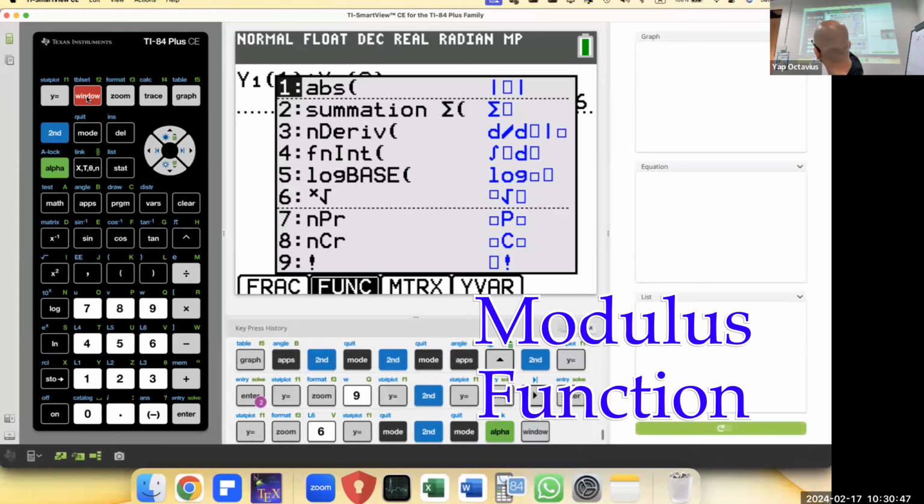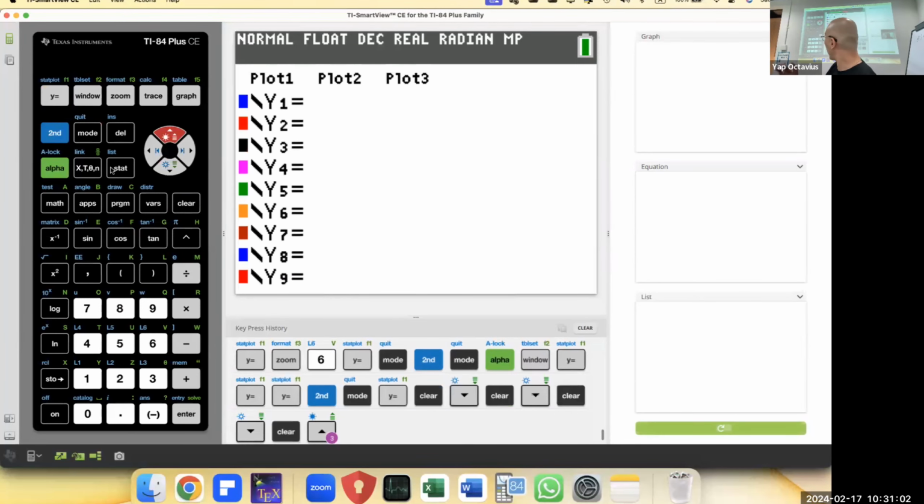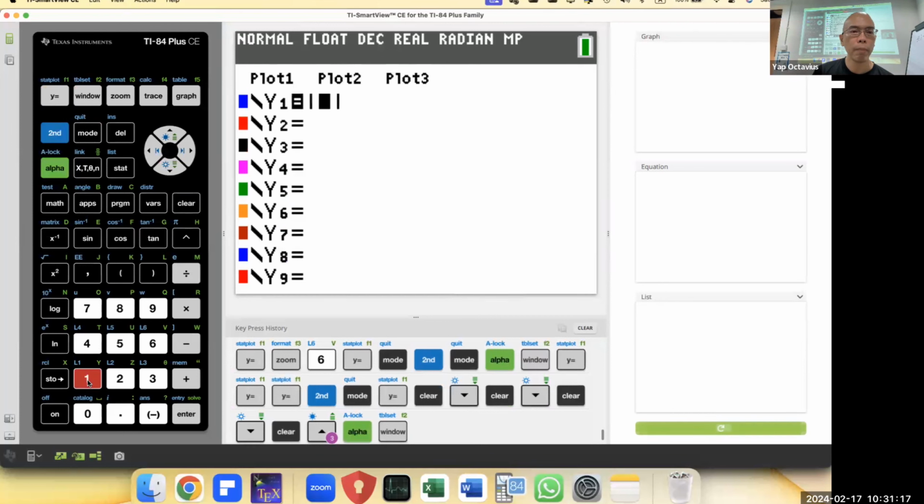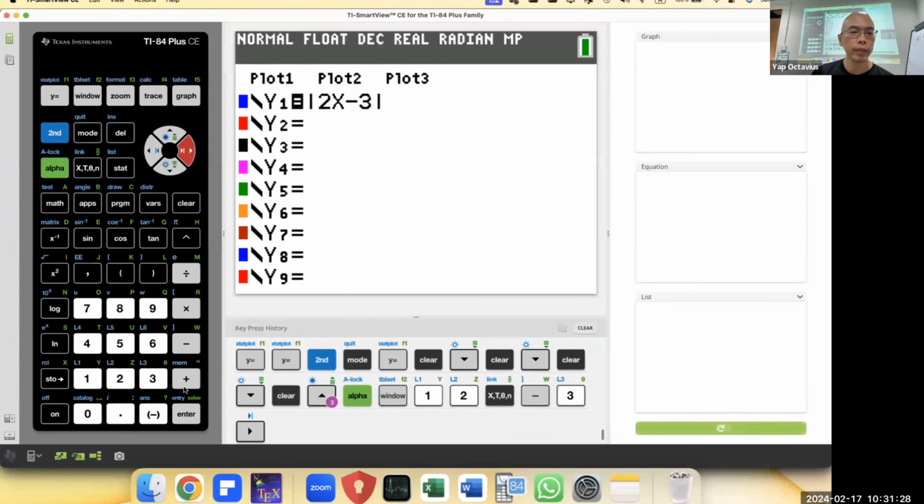That's the mod button. So in your graph, to start plotting the first one, over here we have these two functions. We need to plot these two red color ones. For Y1, first you press alpha window, activate the ABS, press number 1. Then you have this thing coming out, right? Then I put 2x minus 3, plus 1. That's the first one. Then the other one is 3x.